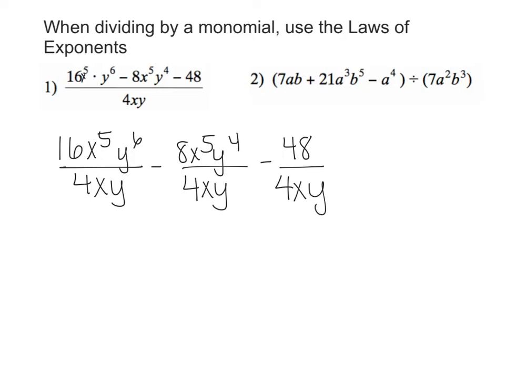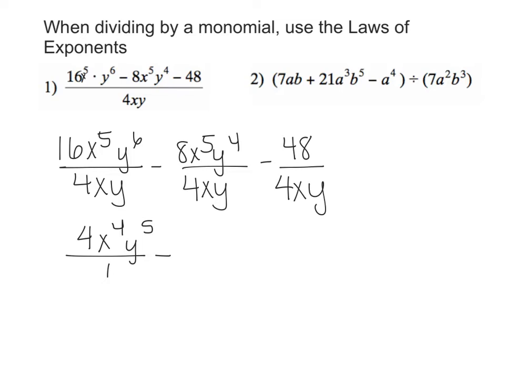And we're doing coefficients first, so 16 divided by 4 gives me a 4. And I have x to the 5th divided by x. If you're dividing, you subtract the exponents, so you have x to the 4th. And you have y to the 6th divided by y to the 5th, so you have y over 1, or if you want, you can not have a denominator.